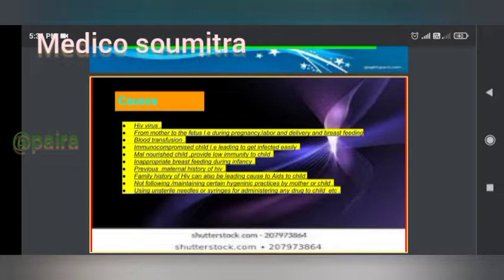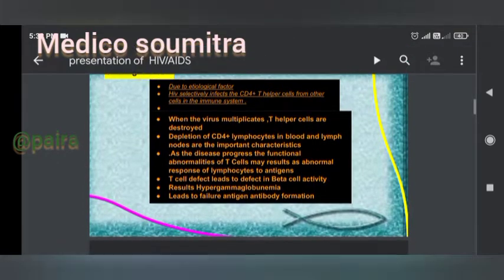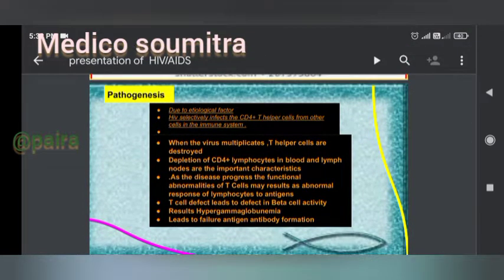Now we will see the pathogenesis. The causes are completed. Because of the etiological factor, HIV or human immunodeficiency virus selectively infects the CD4 plus T helper cells from the other cells in the immune system. When the virus multiplies, T helper cells are destroyed. Depletion of the CD4 plus lymphocytes in blood and lymph nodes is the important characteristic. As the disease progresses, the functional abnormalities of the T cells may result in an abnormal response of the lymphocytes to antigens. So T cell defect leads to defect in B cell activity, which results in hypergammaglobulinemia and leads to failure of antigen antibody formation.